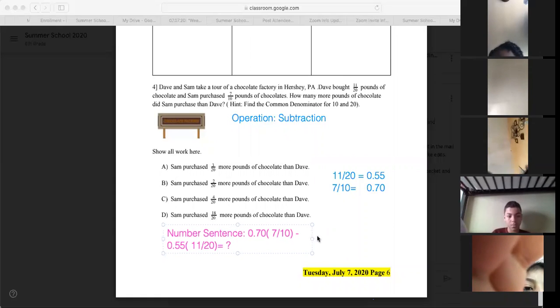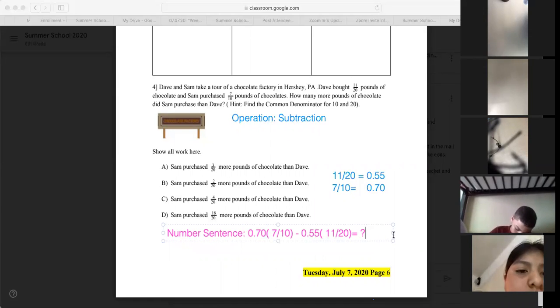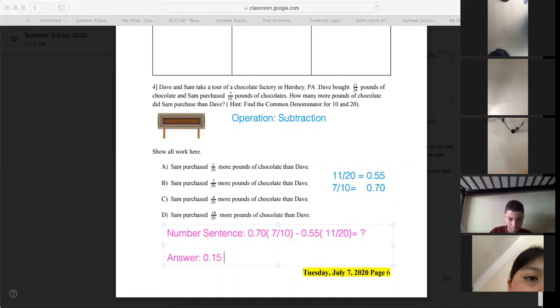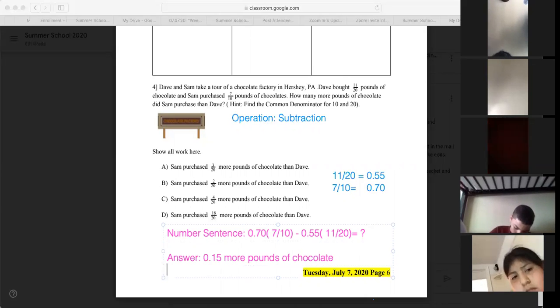Now, if you were to subtract 0.55 from 0.70, your answer is going to be 0.15 more pounds of chocolate. Now, we're not done yet because we have to convert this decimal into a fraction. And now at school, you would have had the 7th grade calculator, but I'm going to help you out.